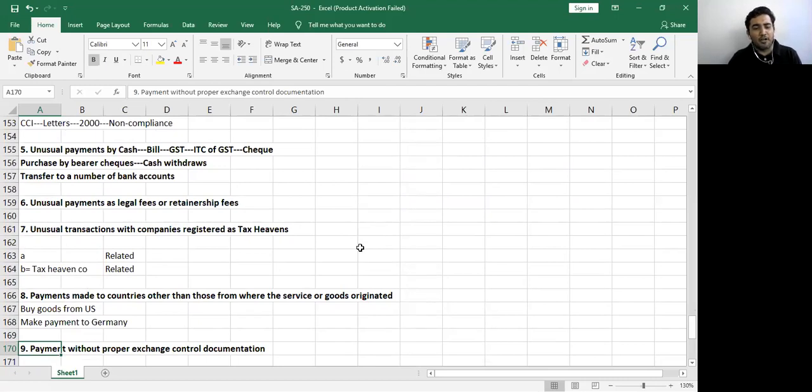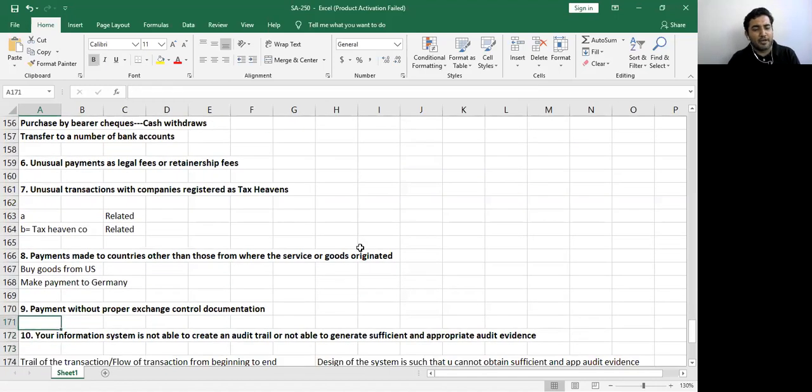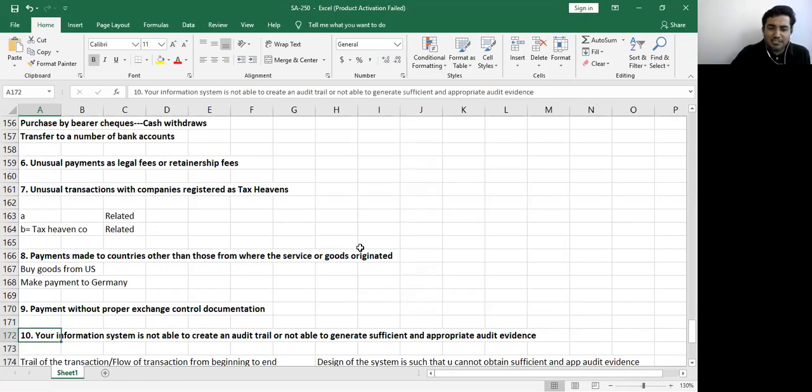Point number 9, you need proper exchange control documentation. If you do any transaction without exchange control documentation, then that is again against the FEMA Act and that will indicate non-compliance. Point number 10 says the information system is not able to create an audit trail or is not able to generate sufficient and appropriate audit evidence. मतलब हमको audit evidence भी नहीं मिल रहा है और हमको जो पूरी chain check करनी होती है एक transaction की from the starting till the end, that audit trail also we are unable to obtain.